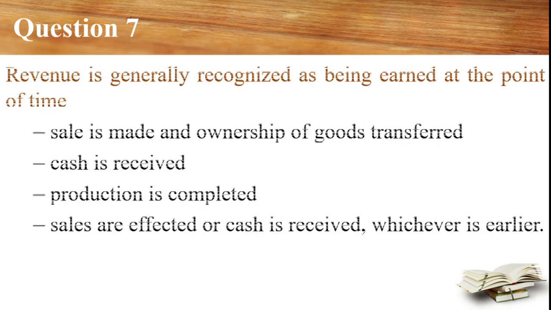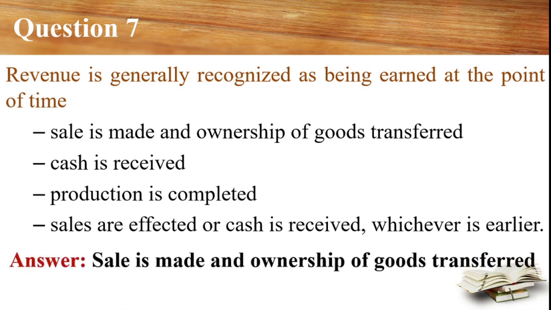Seventh question. Revenue is generally recognized as being earned at the point of time: options: sale is made and ownership of goods transferred, cash is received, production is completed, sales are effected or cash is received, whichever is earlier. The answer is sale is made and ownership of goods is transferred.